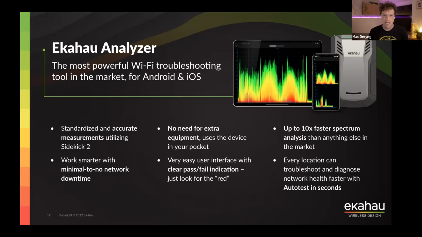So if you are troubleshooting a network, you can use our amazing wireless LAN scanner, Ekahau Analyzer, to see what security is configured on your 2.4, 5, and 6 gigahertz network if you have Sidekick 2 connected to the device of your choice, right? So let's move to the next slide.